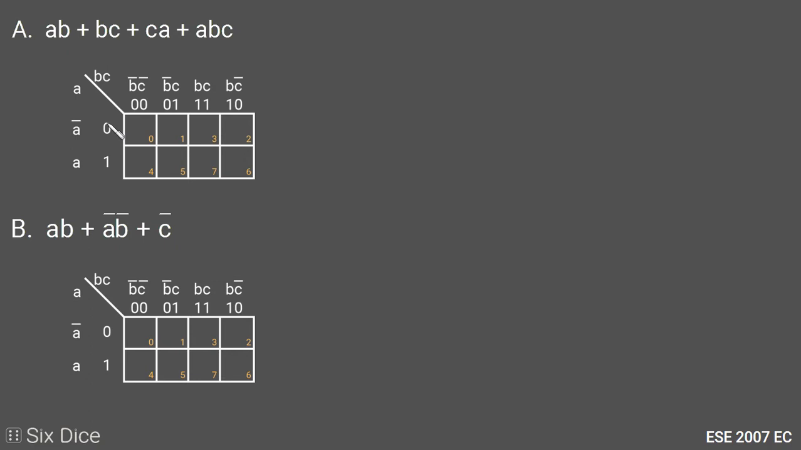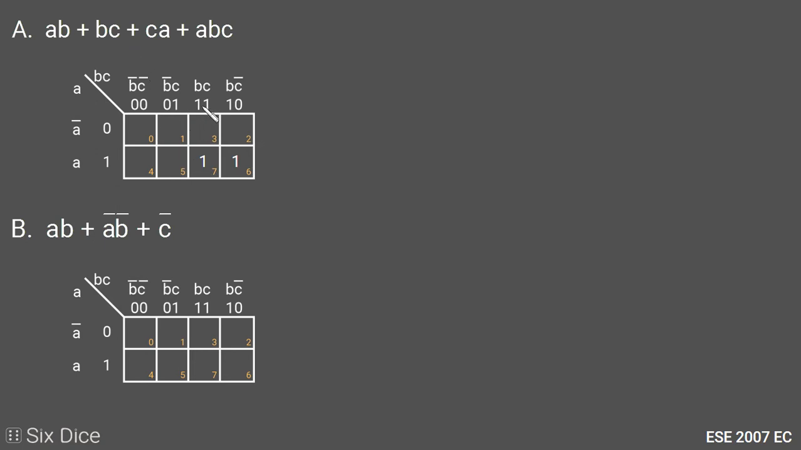In SOP form we use a bar on a variable whenever the variable takes 0 value, and we use the normal form of the variable when it takes 1 value. Now for AB, A is common in the second row and B is common in the third column and fourth column, so we need to put 1 at the 6 and 7 cells.